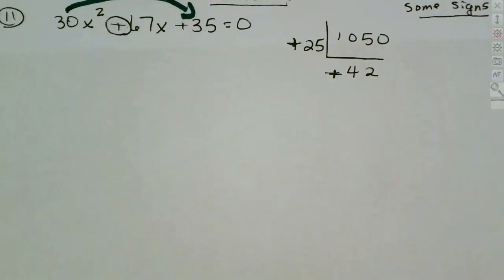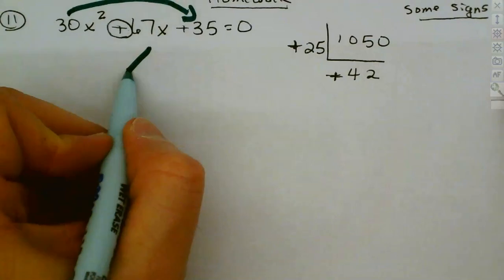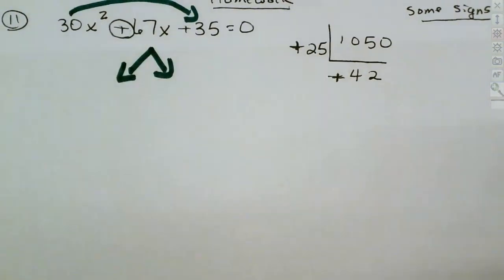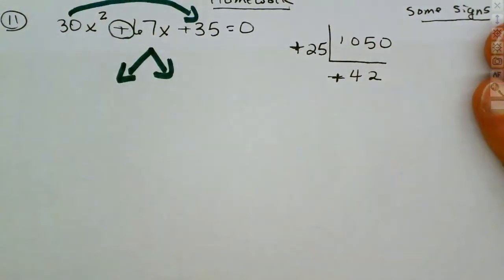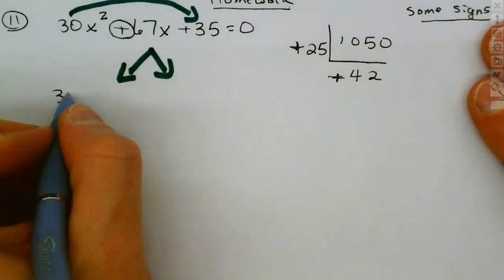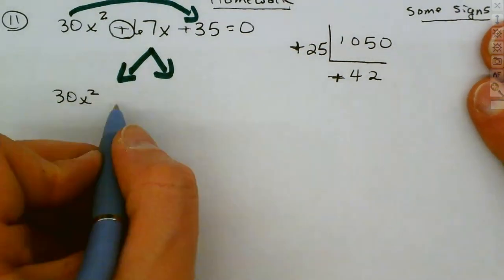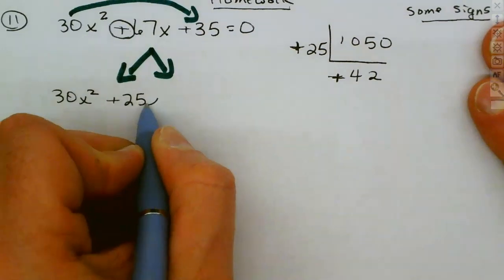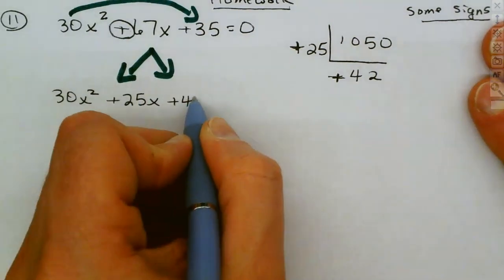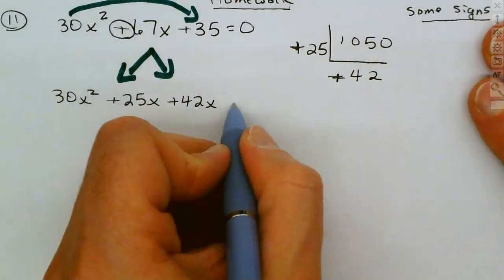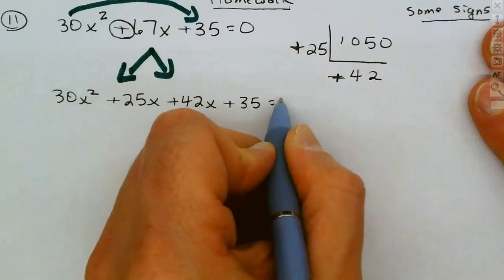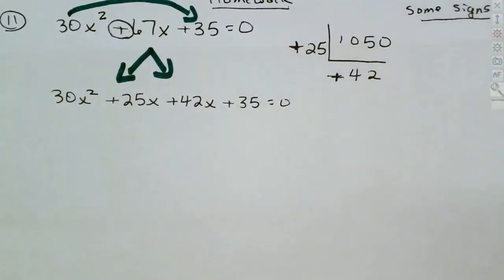Now, are we done yet? No. Because of that 30, what do I need to do? Split it up. So now we've got 30x squared, we have a 25x, a 42x and a 35. Now we have to factor it by grouping.